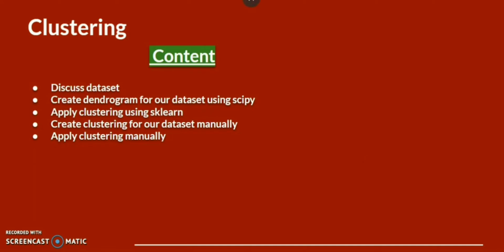So what will we do today? We will do some important approaches. We will discuss the dataset we created last time in txt format, and we convert the same dataset into CSV format. We create a dendrogram for our dataset using Scipy, and we apply clustering using Sklearn. Another part, done manually, is creating clustering for our dataset, creating a dendrogram and applying clustering to it. That's it for the theory portion. Let's jump into the code.